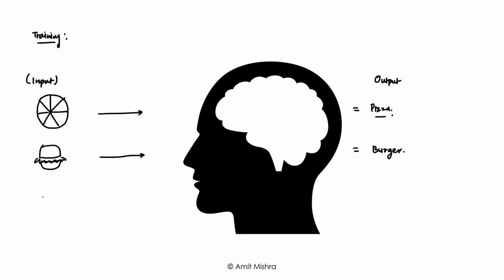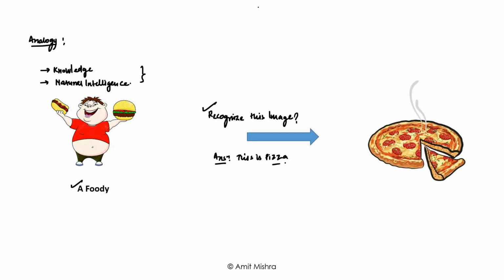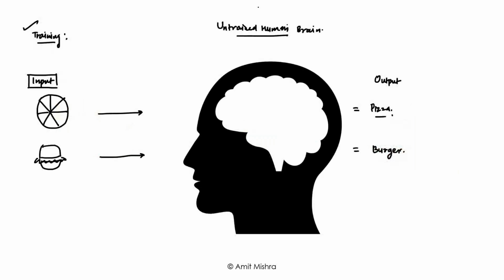Similarly, we can also teach them about different images. So basically, what I wanted to discuss here is that initially in the training stage, you need to teach this person, which is basically an untrained human brain with zero knowledge. Let's say this is a kid who has never seen how a pizza looks or how different images look.